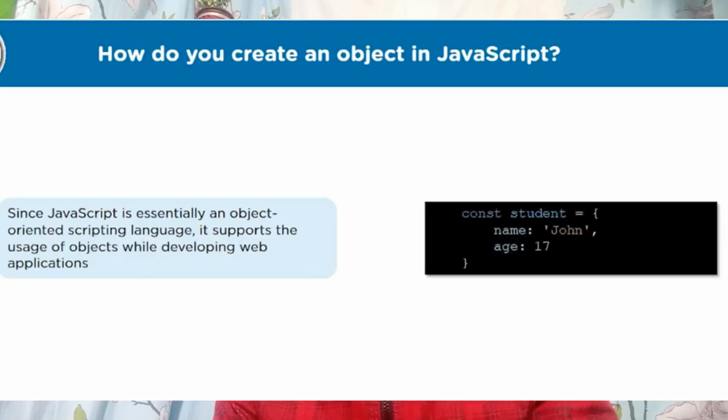We have another question: how to create an object in JavaScript. You can just say const student equals name John, age 17. That's already the object made, and you can then use that object within your application to call that object for an event.